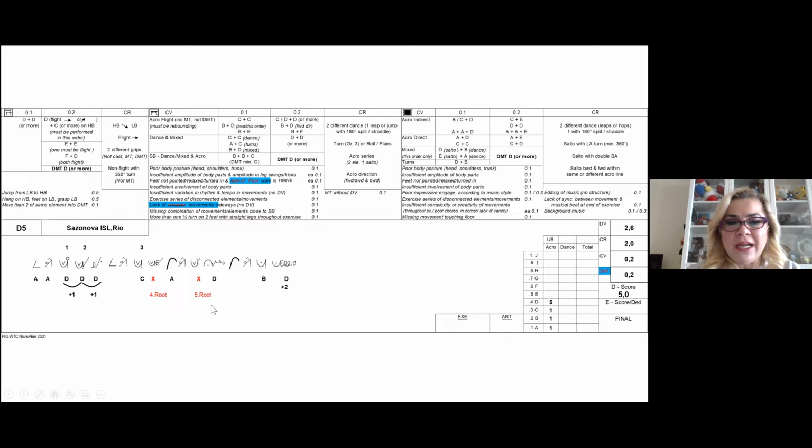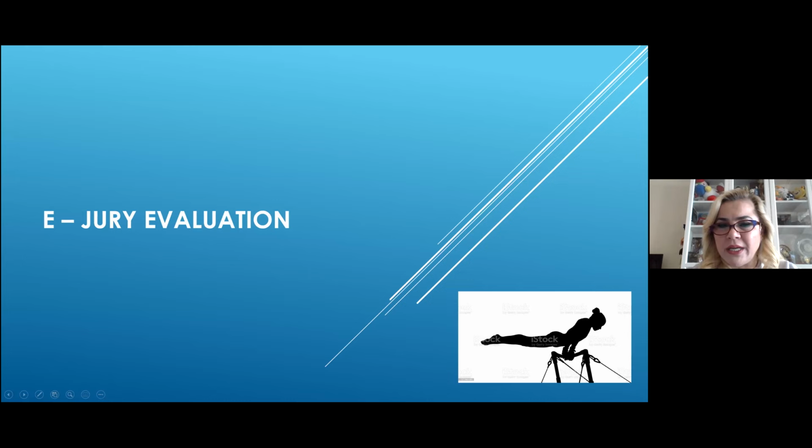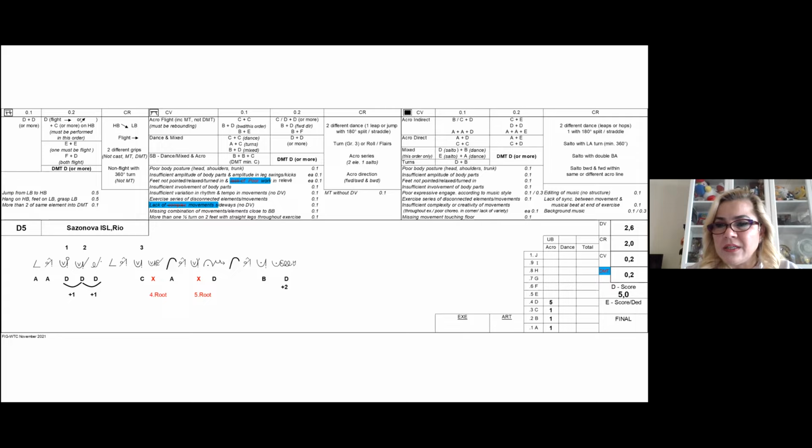And then we have the Korkina, D, and then we have the giant and the dismount D, which is plus two bonus for D or higher difficulty for dismounts. So if we move to the difficulty values, we have five Ds, and we have one C, one B, and one A. Oops, sorry. And the total is 2.6. And then we have the full composition requirements, 0.2 for the connections and 0.2 for the dismount. So the total D score is 5.